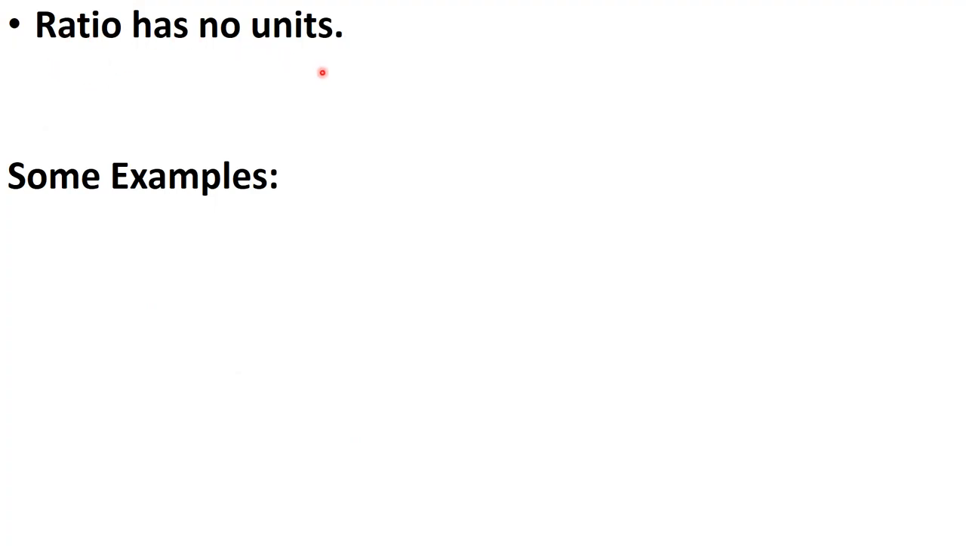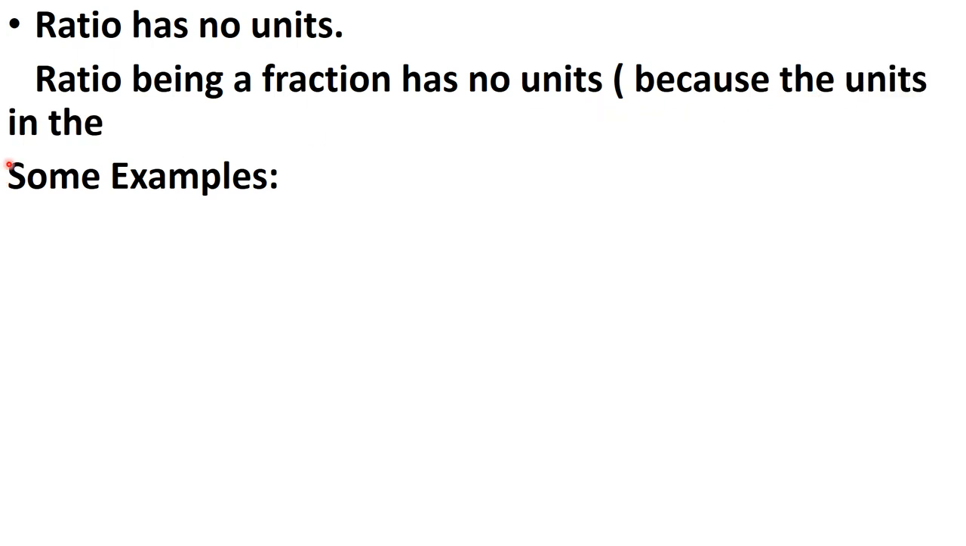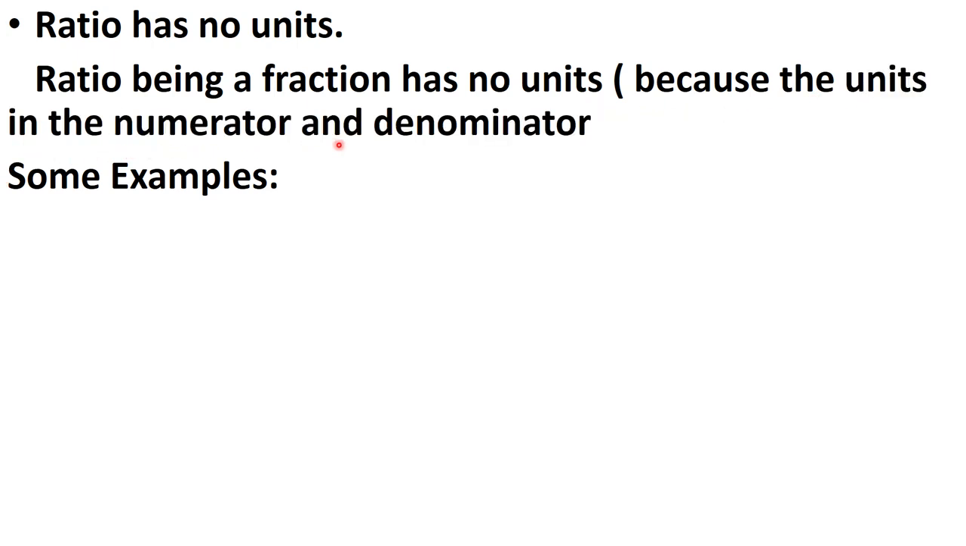Ratio has no units. Keep this thing in mind. In any question we have not written meter, centimeter, kilogram or rupees. When we are finding the ratio, we will not write units with them. Ratio has no unit. Ratio, being a fraction, has no units because the units in the numerator and denominator cancel out.